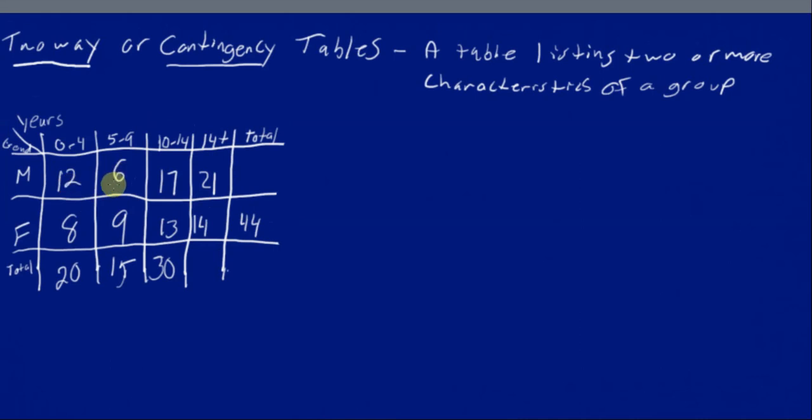12 and 6 is 18, 28, 35, 45, 55, 56. And if we total this total column, that's going to give me 100.